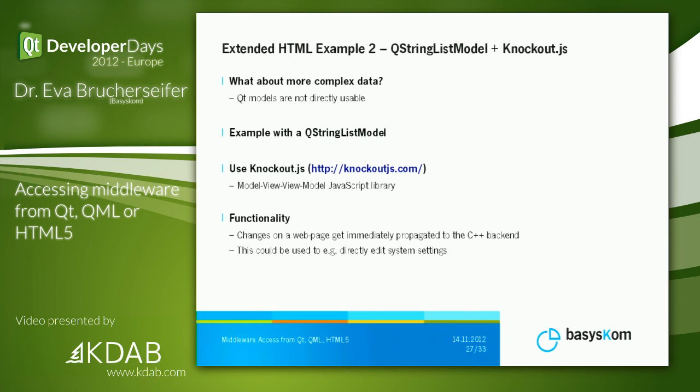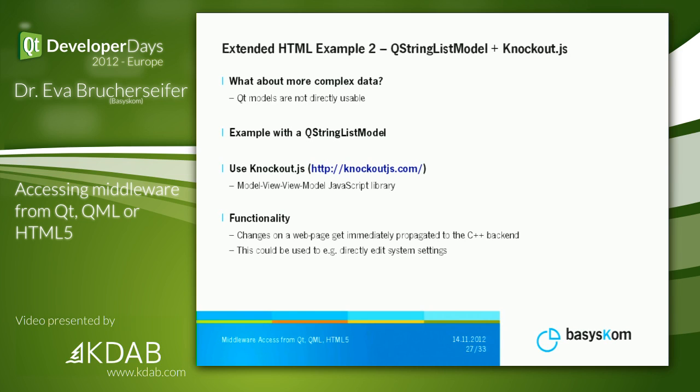The functionality I want to implement is that changes on the web page get immediately propagated to the C++ backend. So I have an immediate response. I fill in a new line in a list of text entries, and if I add a new entry, it's immediately represented in the QStringList model in the backend. That's the aim I'm going for here.